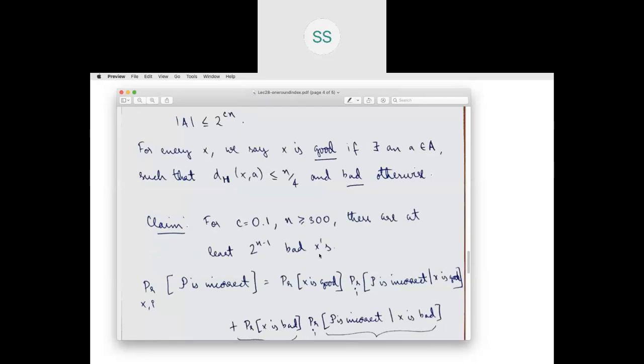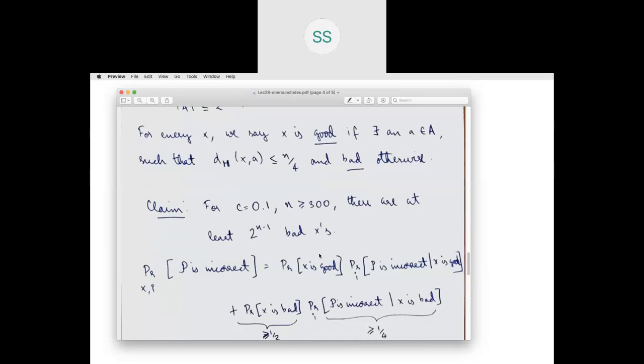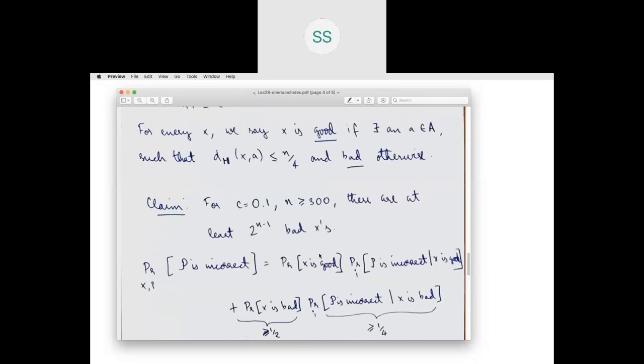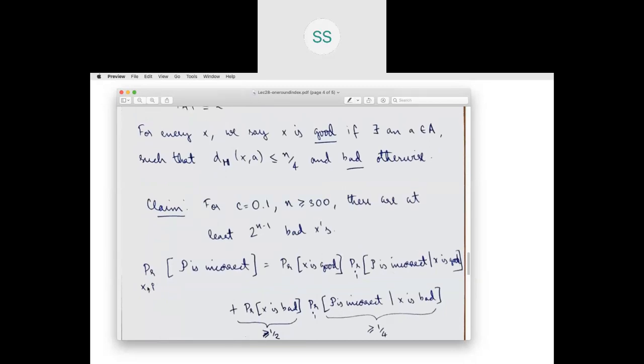Okay, that is the claim. So we'll continue the proof of the theorem by using the claim, and we'll prove the claim after this. So what is the probability? The probability, ranging over the choice of x and I, that the protocol is incorrect. So let us split it into two cases.